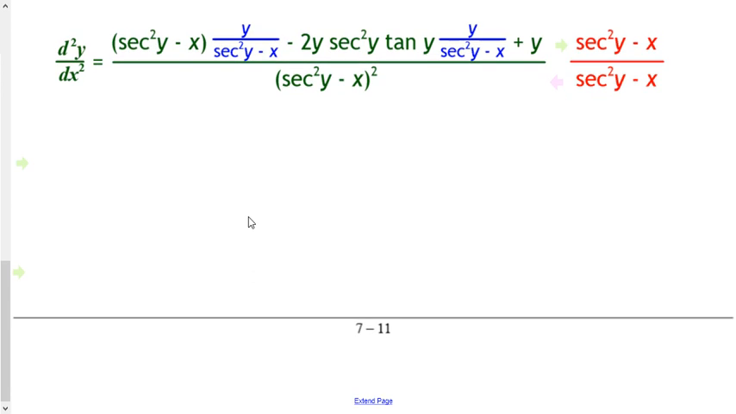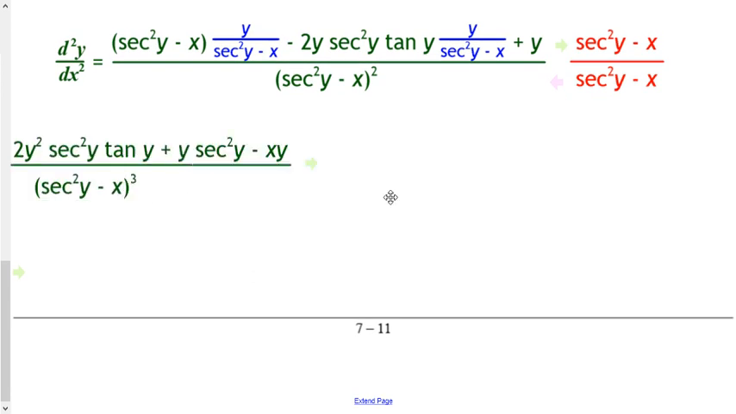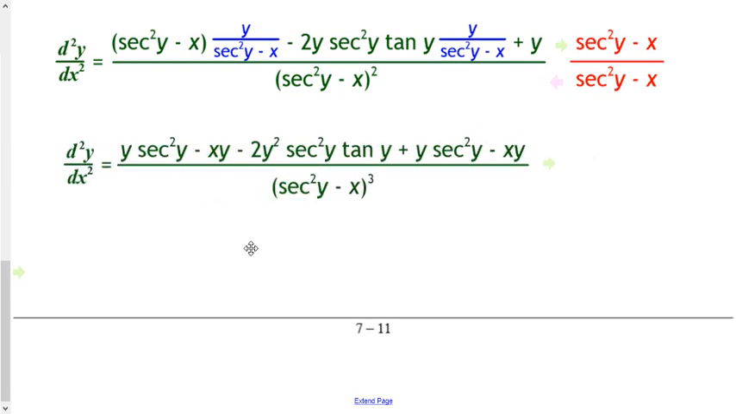Here's what I get when that gets expanded. So let's think this through. This secant squared y minus x cancels out with this one, so I just have y times this bracket. So there's the y times the secant squared y, and then the y times the x being subtracted. So that is the first part. Let's just block that off. So that is from this part when we multiply that secant squared y minus x in.